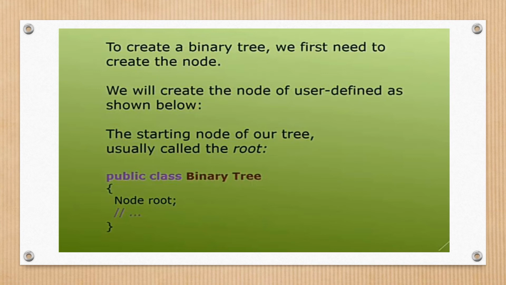To create a binary tree, we need to create the node first. We have to create node. What does that node contain? Node contains data value, right and left. Left is used to represent the left child address and right is used to represent the right child address. The starting node of our tree is usually called the root. Here we are declaring a class binary tree. In that, node is root node.